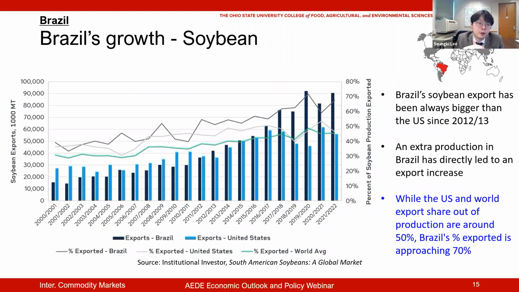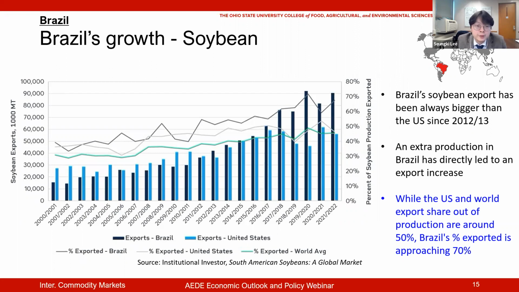This is Brazil's growth in soybean. So the left y-axis is soybean export level, and the right y-axis is the percentage of soybean production exported. And the navy bar is Brazil, and the blue bar is US, and the black line is percentage exported for Brazil, and the gray line is percentage exported for US. So on the soybean side, as you can see, since 2012, Brazil has been the number one soybean exporter in the world, and it has also increased continuously. So now it is pretty obvious that Brazil is the number one soybean exporter based on size.